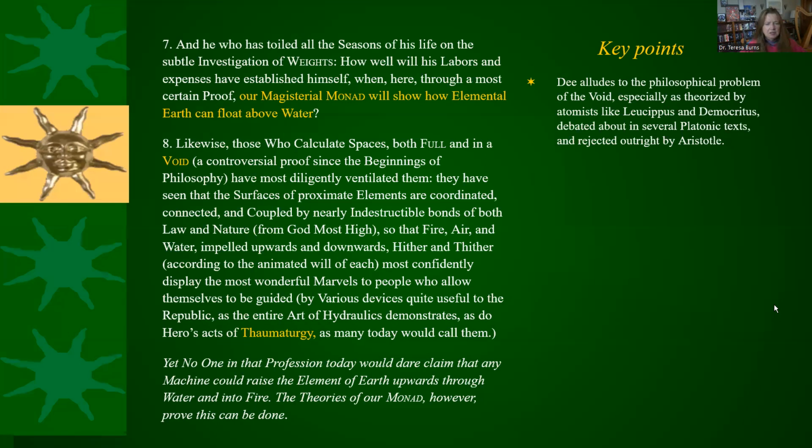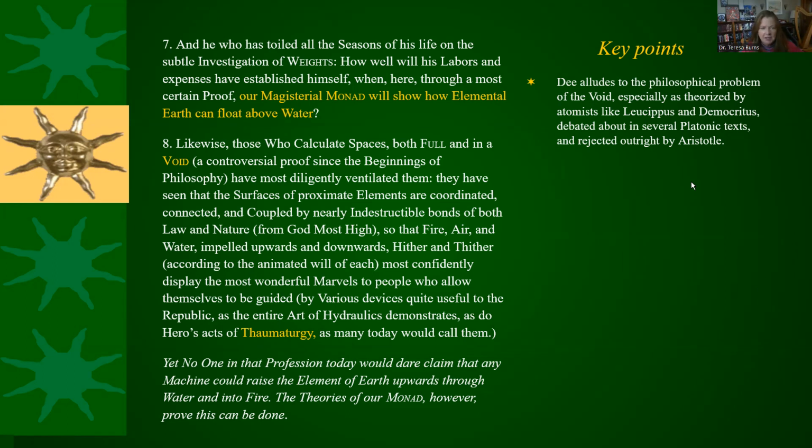Let's go on to the next one here. He says, likewise, those who calculate spaces, again, a kind of subcategory of engineering, those who calculate spaces, both full and in a void, a controversial proof since the beginning of philosophy. What he's referring to here are some philosophers who debated the idea of the void in Platonic texts. Later, Aristotle is going to outright reject the void. If you're familiar later with some debates at Oxford involving Giordano Bruno, that's one of the things we might suspect they got into. But anyway, Dee's not going to get into that argument here.